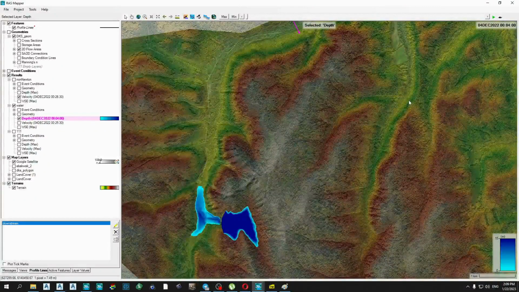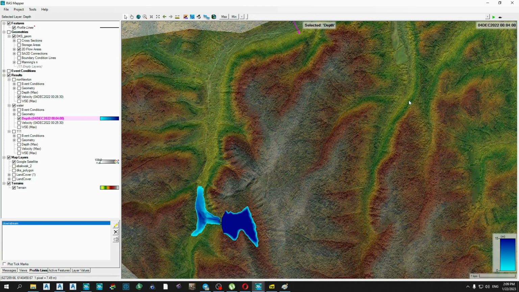Hello guys, let's talk about the normal depth boundary condition in HEC-RAS, about friction slope. I think it's a very important question. It's my first real-time translation from Russian into English, and I think I will be a little bit of a slowpoke.